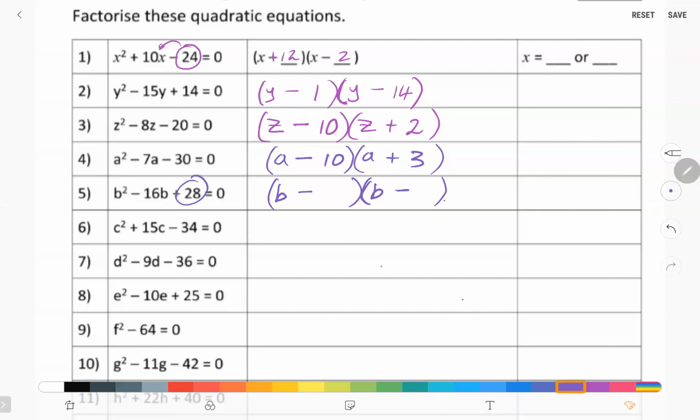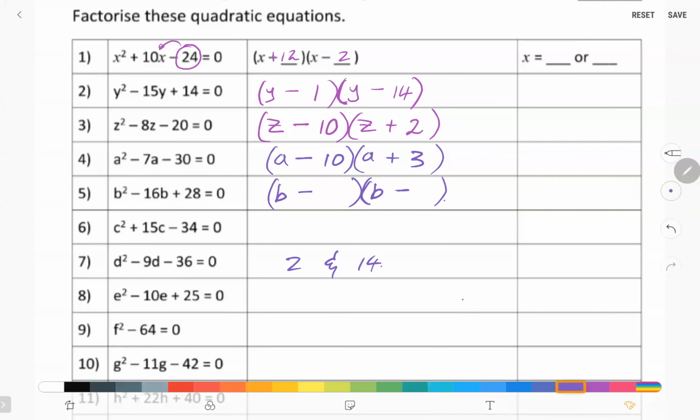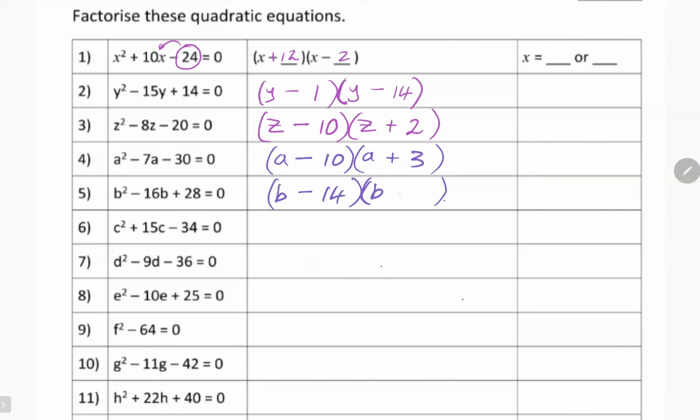Factors of 28 that add to 16. That's 2 and 14. Factors of 28 that add to 16 are 2 and 14. So I'm just going to put 14 here and 2 there. The signs in the bracket are the same, both negative.